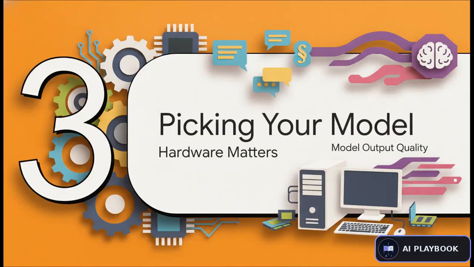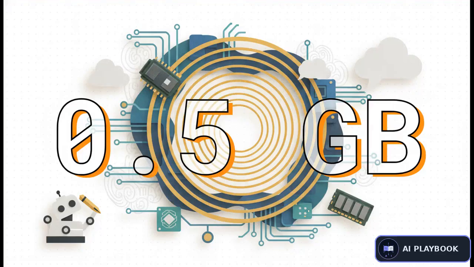Section 3, picking your local model. Because let's be real, hardware matters just as much as the model's output quality. 0.5 gigabytes. That is your magic number. The golden rule of thumb here is to budget about half a gigabyte of VRAM per billion parameters of the model, plus a little extra breathing room for context memory.